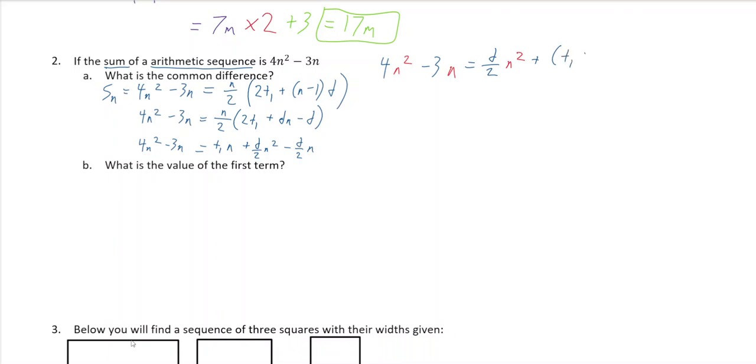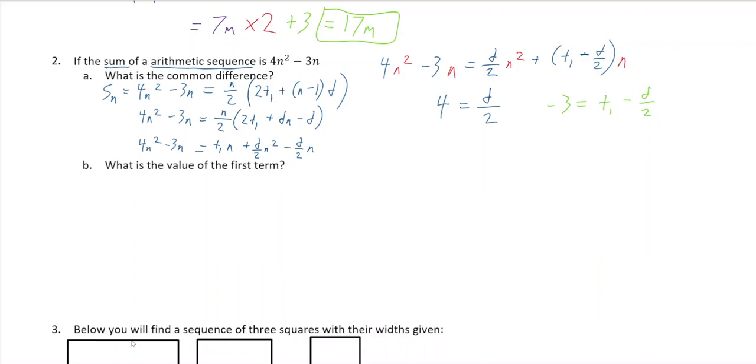And I'm actually going to factor out an n over here as well, so that it becomes even more obvious. What do you see? Well, hopefully you can see that there's an n squared on both sides, so that value must be equal. So the 4 must equal the d over 2. And also, not that this is helpful quite yet, but the negative 3 must equal the t1 minus d over 2.